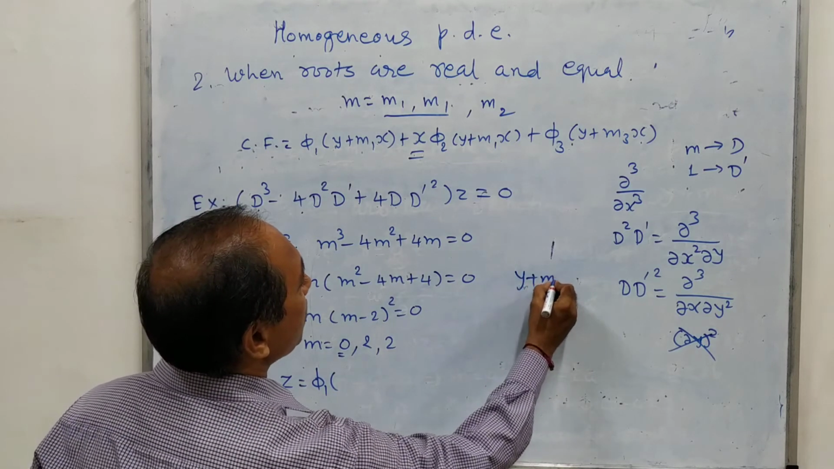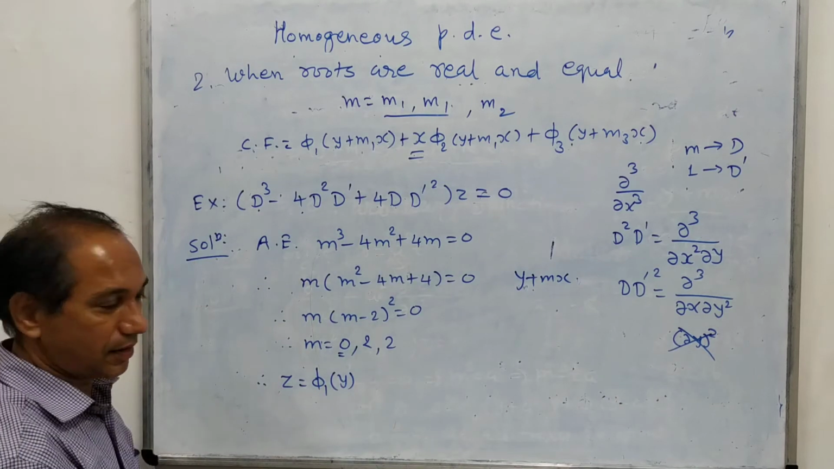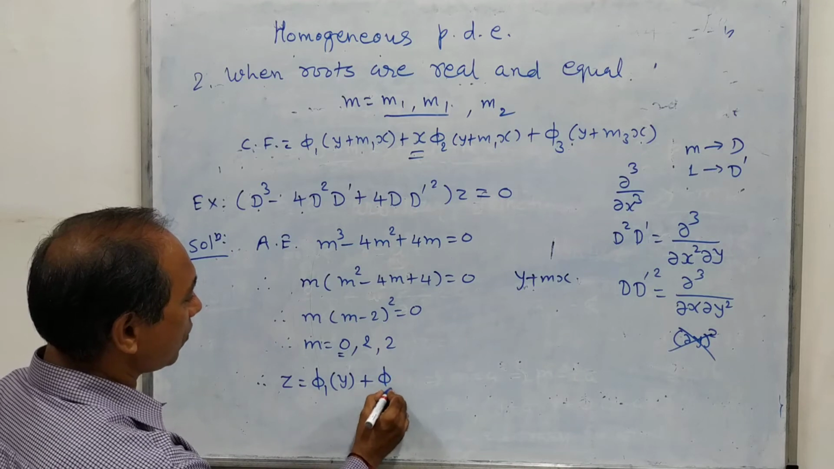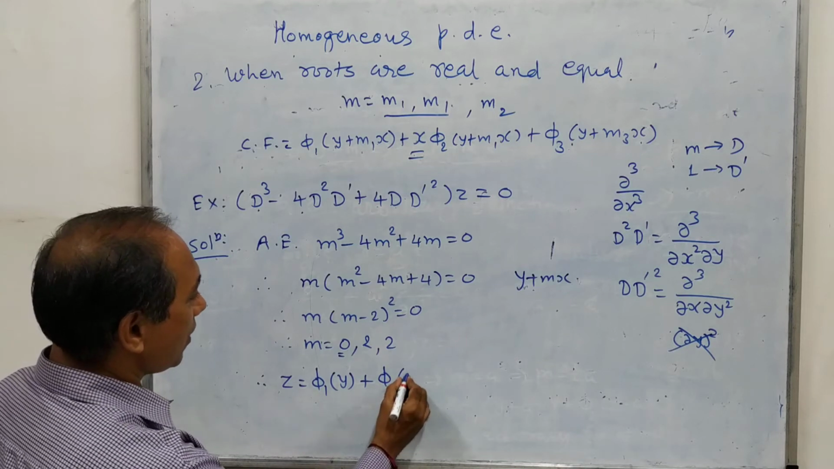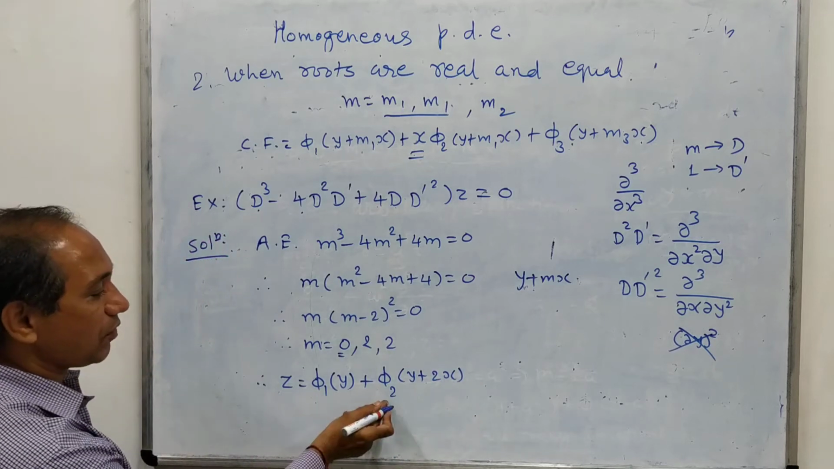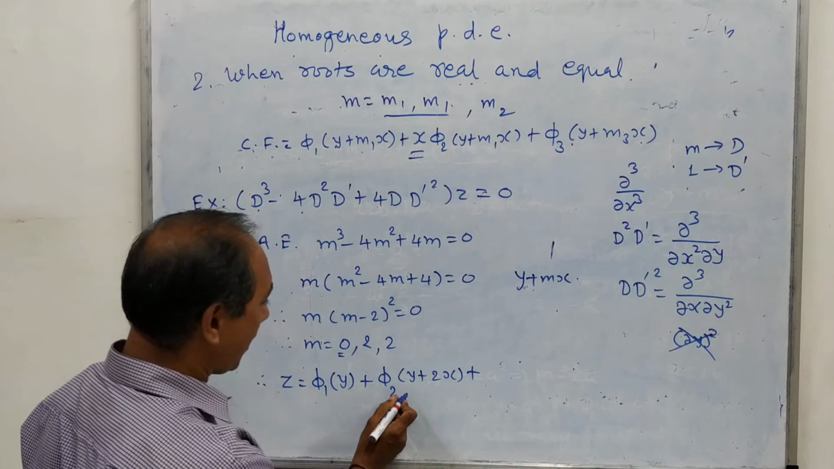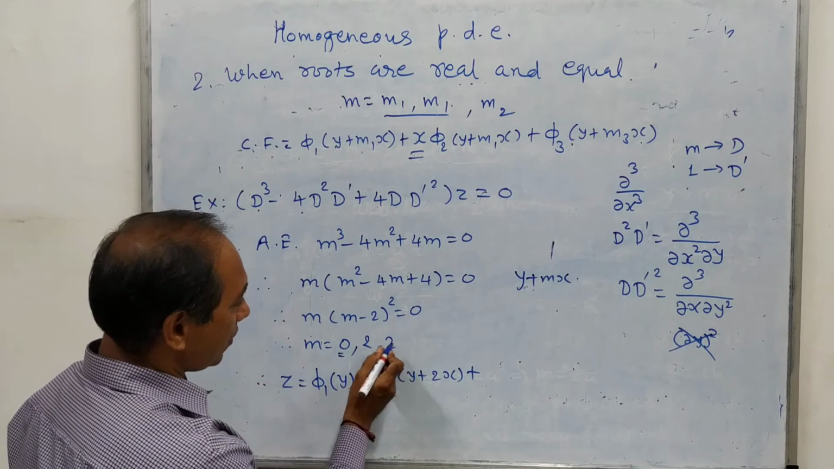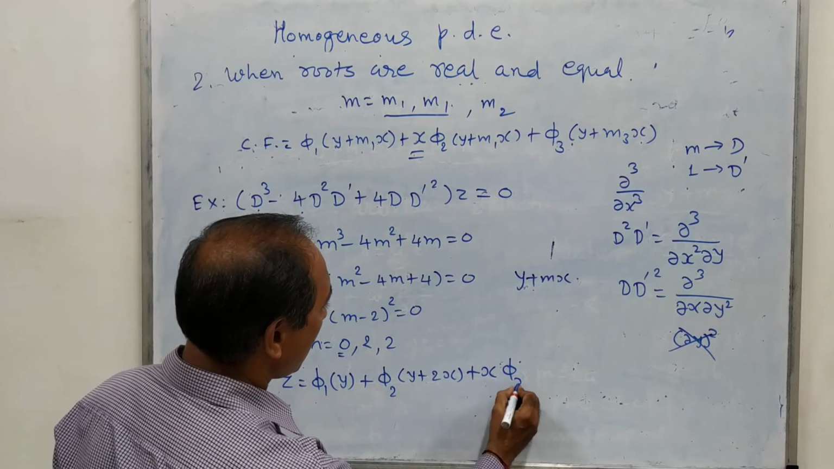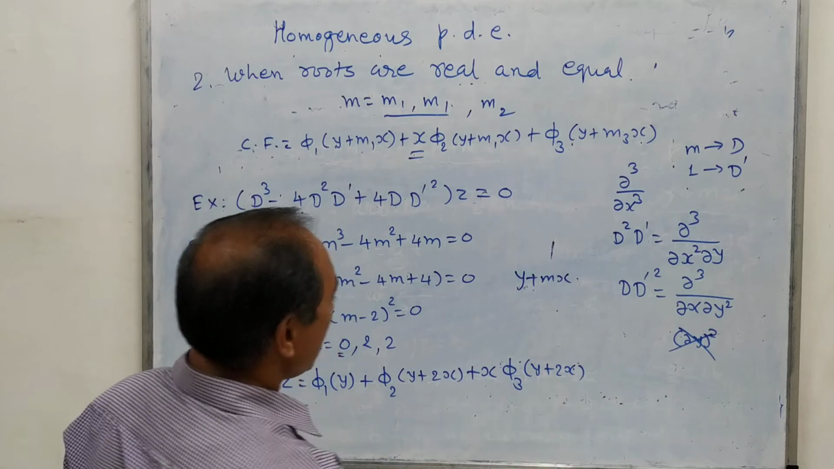You must remember this form, y plus mx. Here m equal to 0, so only y is there. And here you can see that the 2 roots are repeated. So for the second root, the solution is written as y plus mx, that is y plus 2x. Phi 1 is used, so we start now for y2. And third, we write for phi 3. Here the same roots are there, so we will multiply this by x. Only need to multiply this by x, y plus 2x.